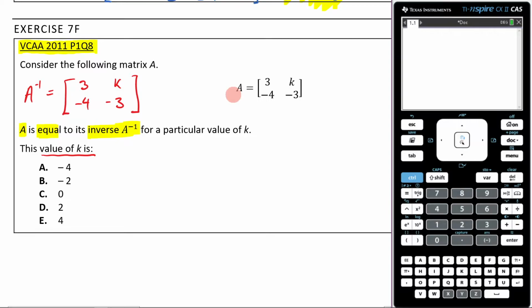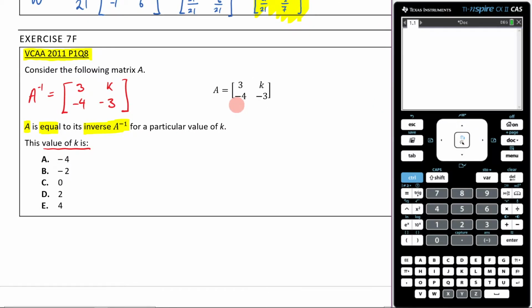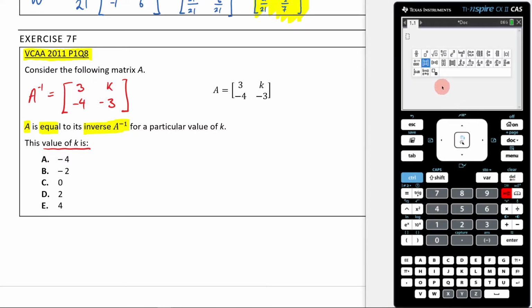I'm going to show you two ways of approaching this question. The first way is the quick way, and it's using your CAS. So you would come over here, and you'd type in what A is. So A is 3k, -4, and -3. Sorry, that's not a -3, -3. You then want to find the inverse of that. So let's find the inverse.